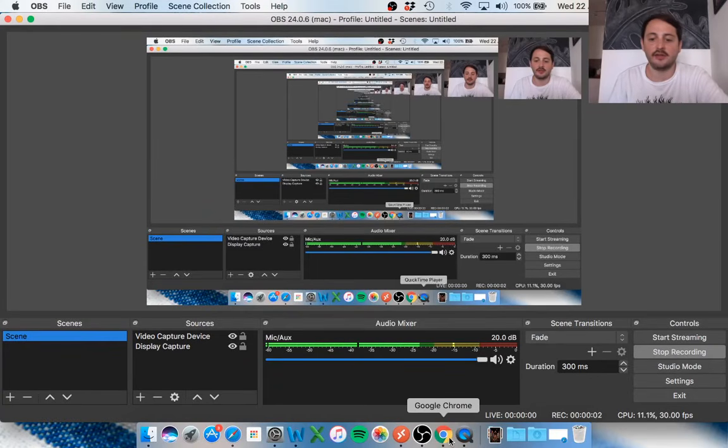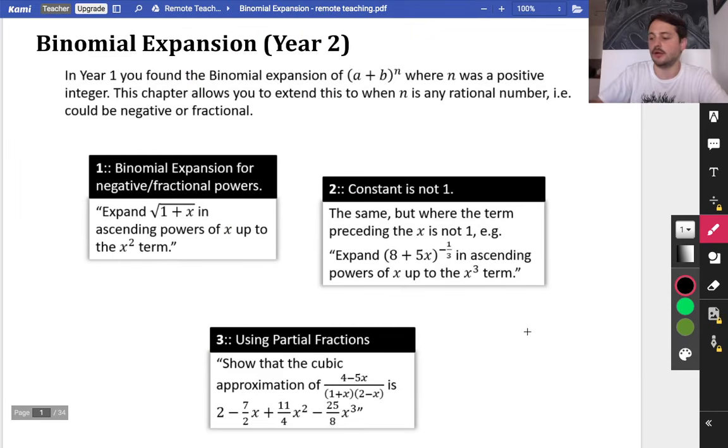Hey guys, so we're going to be looking at the very final topic of Maths A level, really. This is the last one that we've been doing, and it's a recap, but it's also adding in some new things. We're looking at binomial expansion, but we're doing the year 2 version of this.